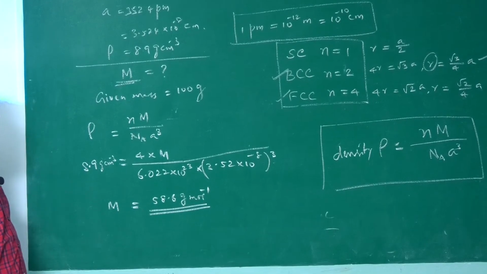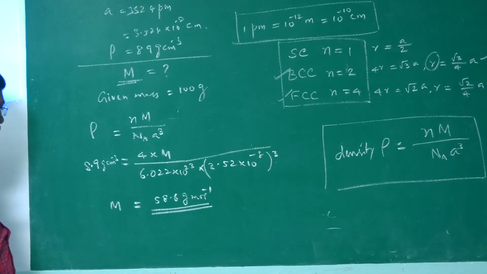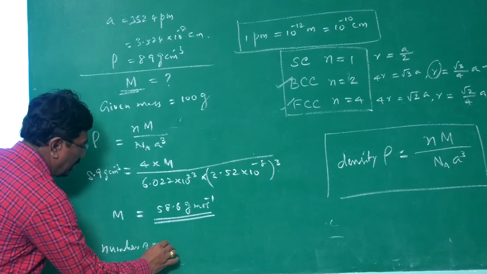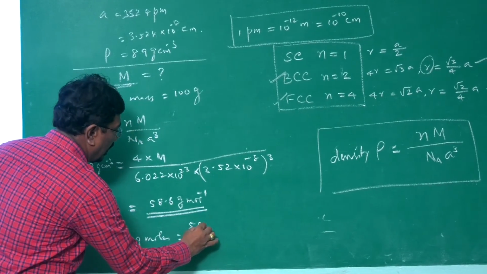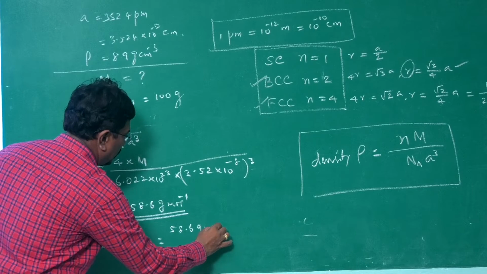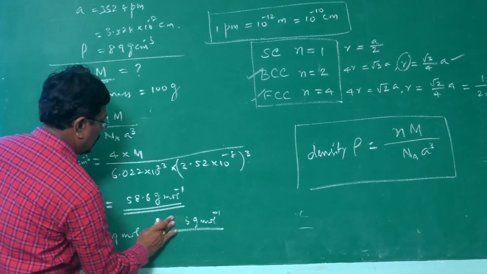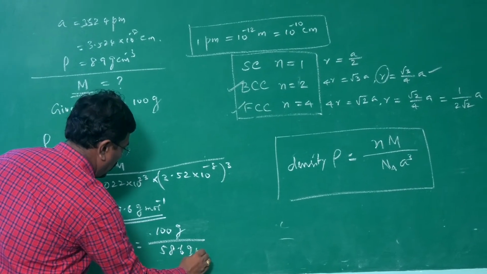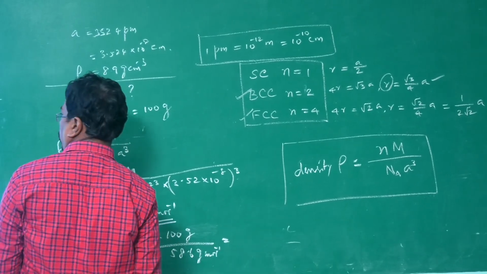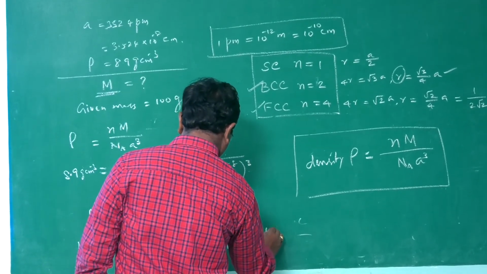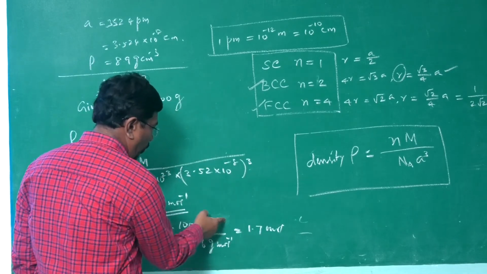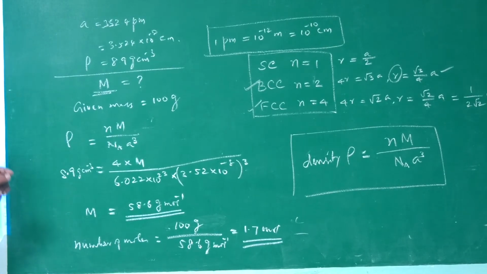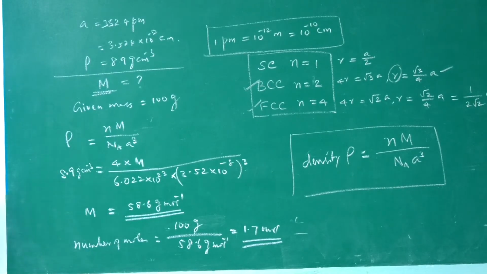Molar mass we have calculated. Given mass is this one. So number of moles is equal to mass of the given substance divided by molar mass, which comes to approximately 1.7 mole. Gram and gram get cancelled, mole remains. So that many moles of atoms are present in the FCC crystal.